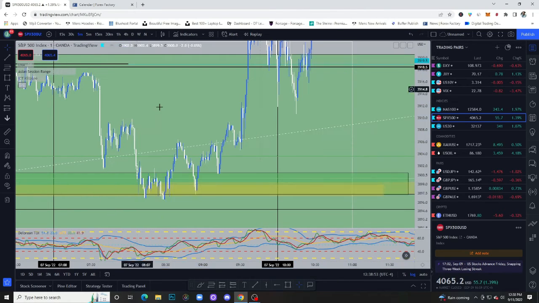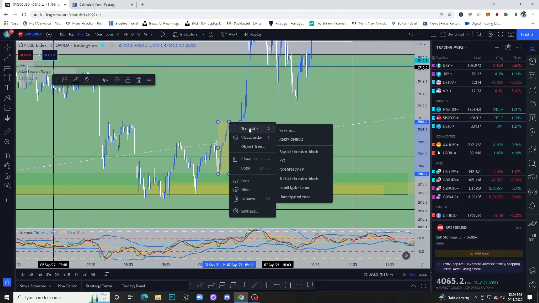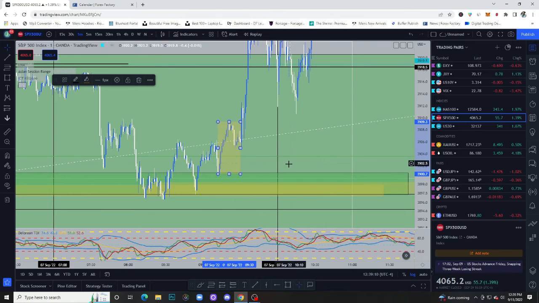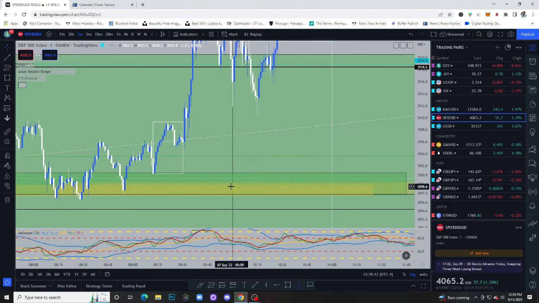I'm actually going to delete this really quick because we don't need this anymore. But on the 1 minute, you can see, I'm going to highlight this area right here. Remember what I said earlier. Anytime you see this type of price action right here.